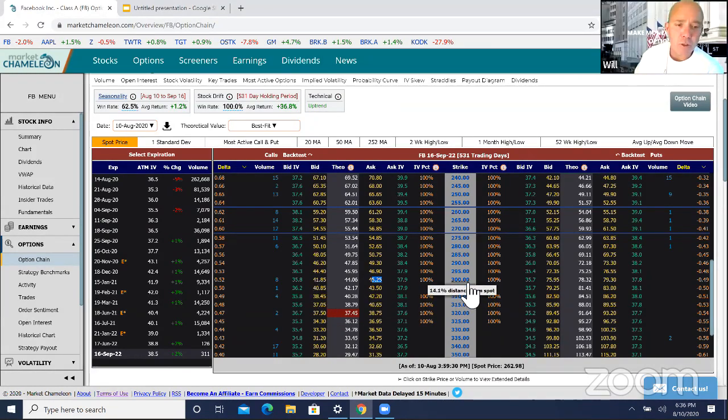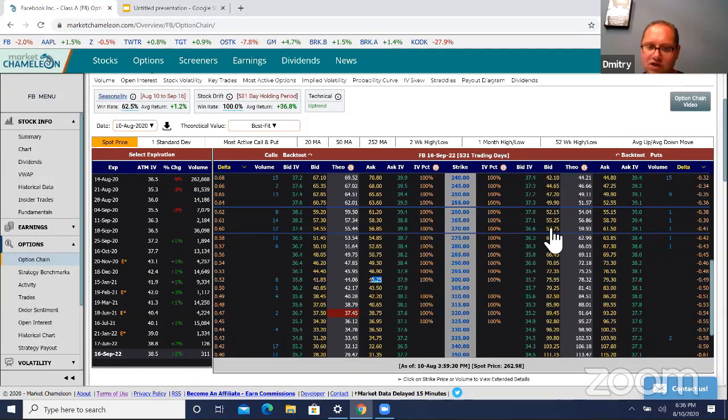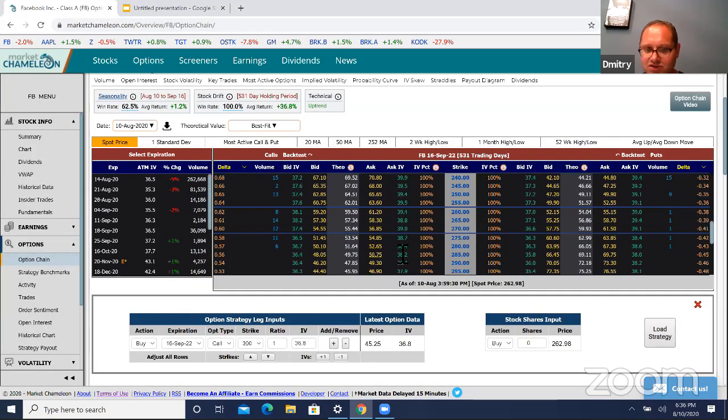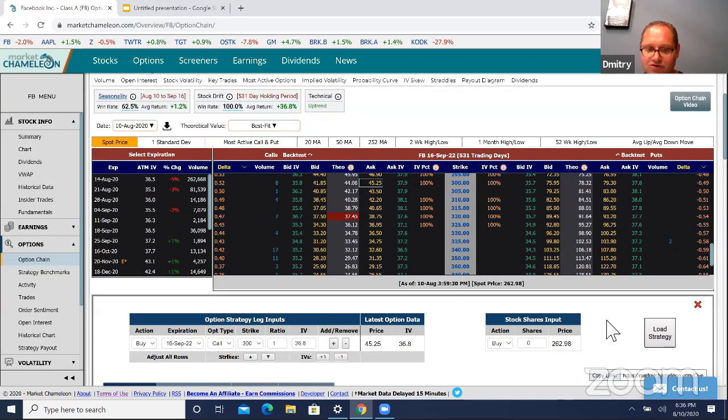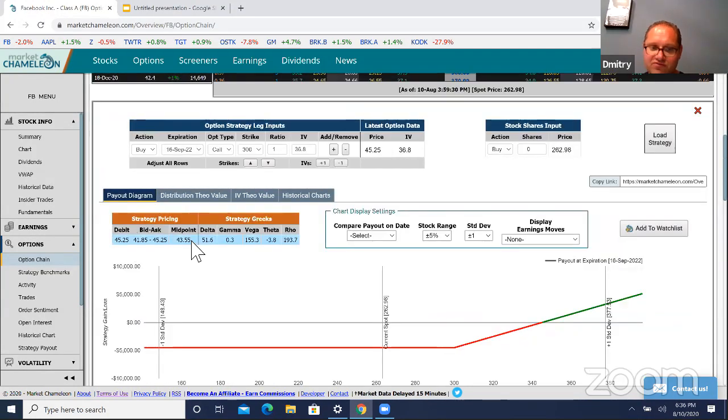Hey, D, just an interesting point, someone's asking about the Theo. When you're looking at the bid-ask, they'd like to know exactly what the midpoint is. Right now in the middle is the Theo. If you click on this, I'm just going to click on it to make it easier, and load the strategy. It calculates the midpoint for you. So here it's 43.55.